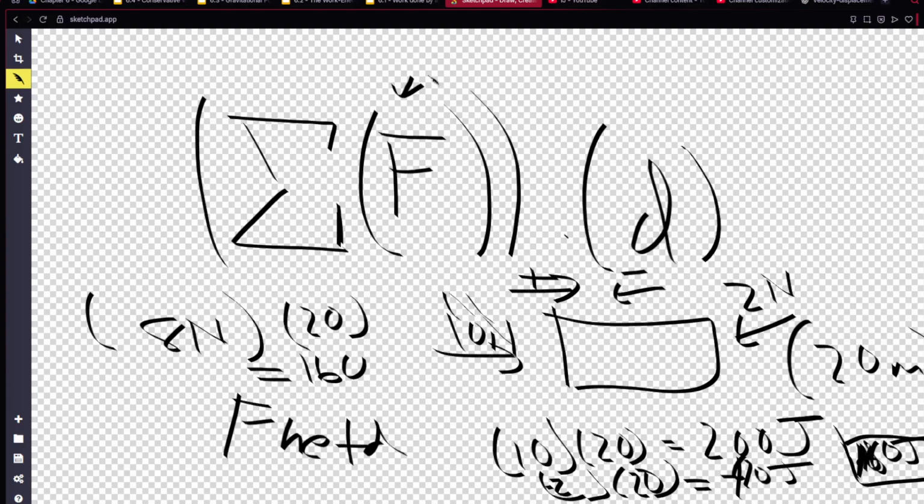One more thing, this is simply F net times D. So that is your derivation right there. Quite simple, quite easy, 6.1, done.